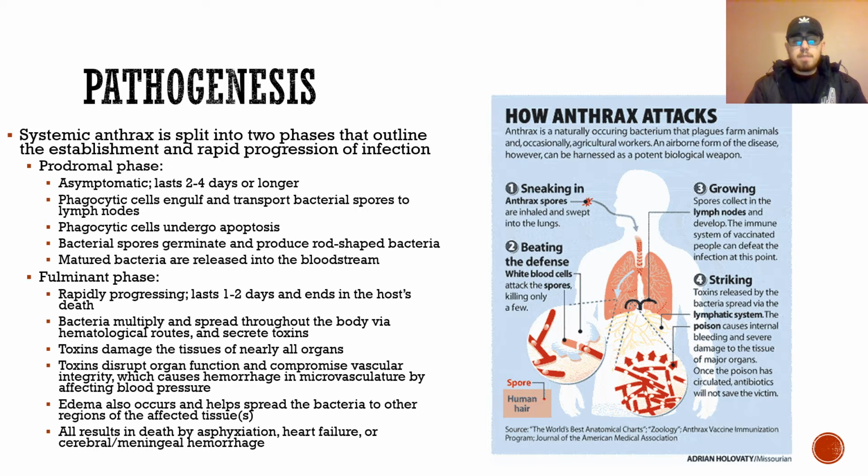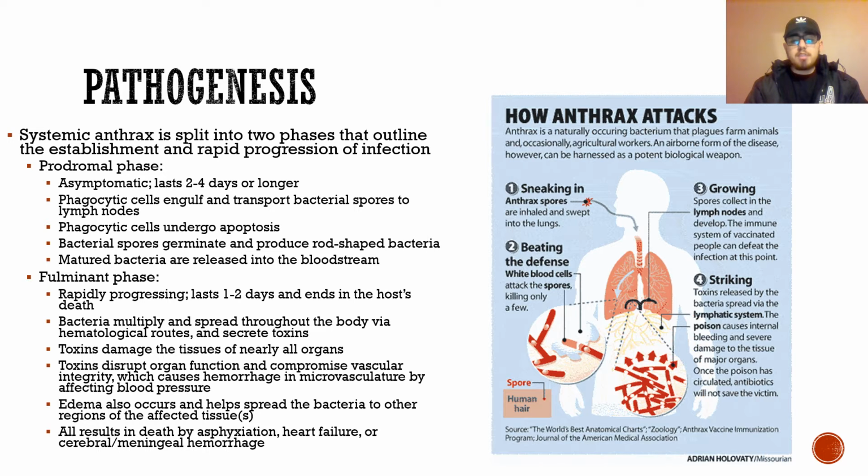Next comes the fulminant phase. This is the rapidly progressing phase that lasts around 1 to 2 days and ends in the host's death, as the pathogen doesn't really take long to kill the individual or the host. Bacteria multiply and spread throughout the body via hematological routes and secrete toxins. And by hematological routes, I'm talking about the bloodstream.